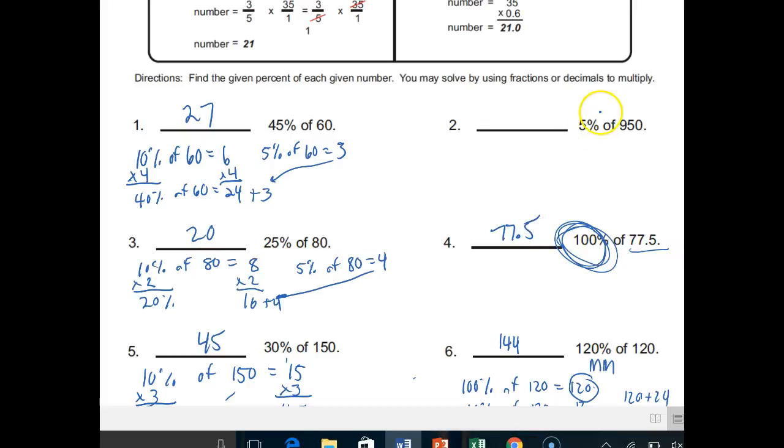For this one, I'd work backwards. What's 5% of 950? I'd say, okay, let me find out what 10% of 950 is. It's 95. Okay, so then 5% just has to be half of what 95 was, because 5% is half of 10. So you just take 2, divide it into 95. You're going to get a decimal, no big deal. You're going to get 47.5.